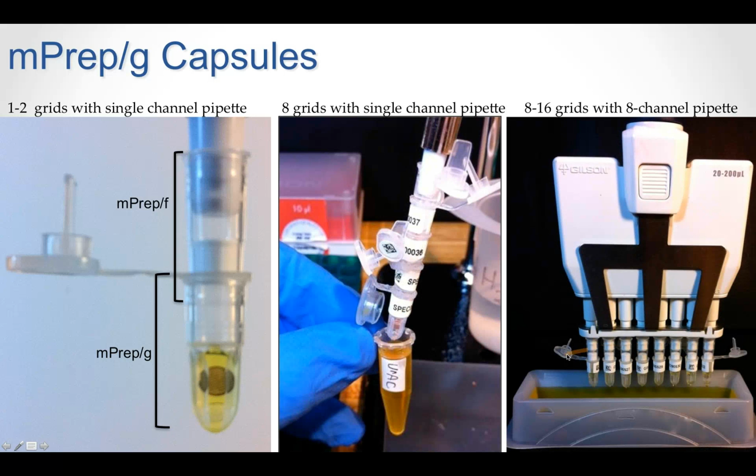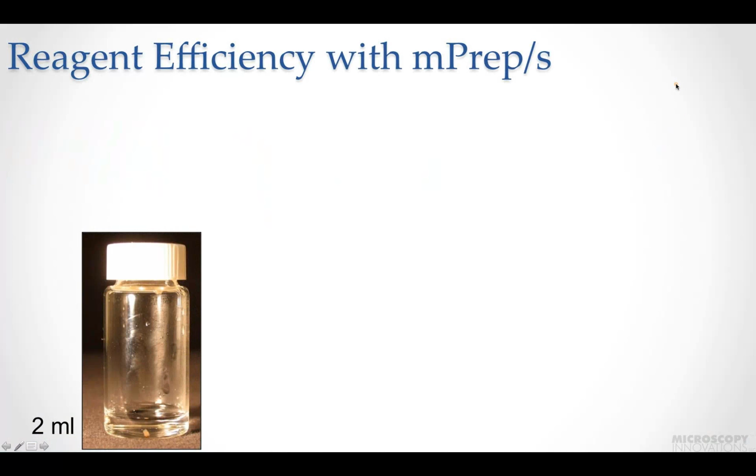You can also place the grid capsules onto a multi-channel pipette, and here 8 or 16 grids are being stained with an 8-channel pipetter. If you stack the grids on a multi-channel pipette, using a 12-channel pipetter, you could actually stain 96 grids at once, which would be a rather large number of grids. Now let's go back to the mPrep S and let's discuss reagent efficiency.